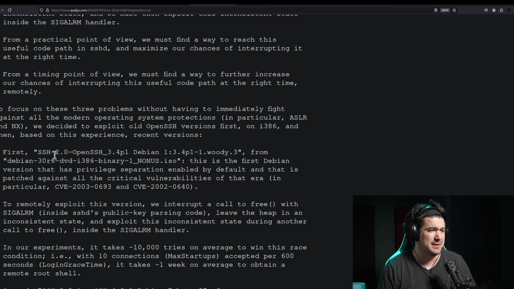To focus on these three problems without having to immediately fight against all modern operating system protections, in particular ASLR and NX, we decided to exploit old OpenSSH versions first. Okay, cool.